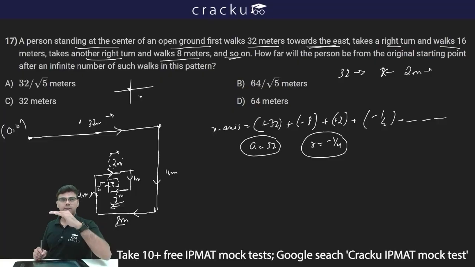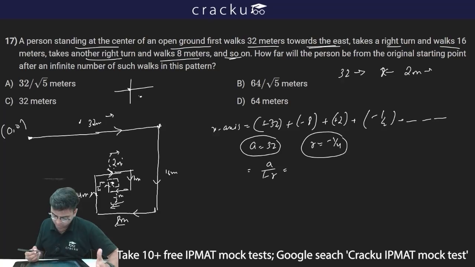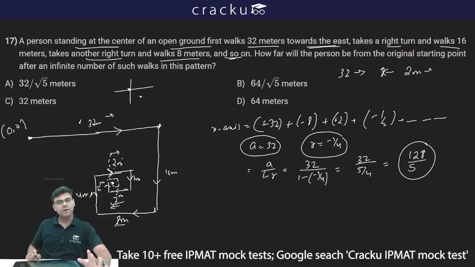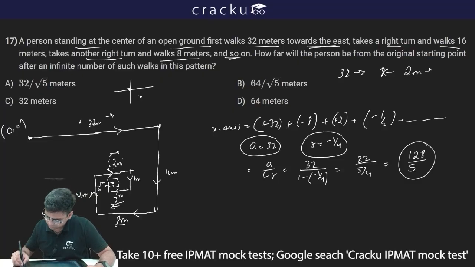So right side and then left side, then right side, then left side, and I'll get the final. So this will be given by a upon 1 minus r. Now what is a? a is 32 upon 1 minus 1 by 4. This will be equal to 32 divided by 5 by 4, or I can say 128 divided by 5. So this is my x-axis coordinate. 128 divided by 5 is my x-axis coordinate.